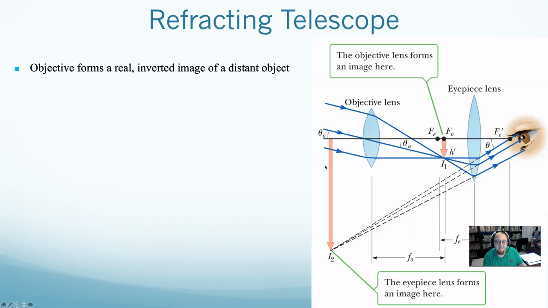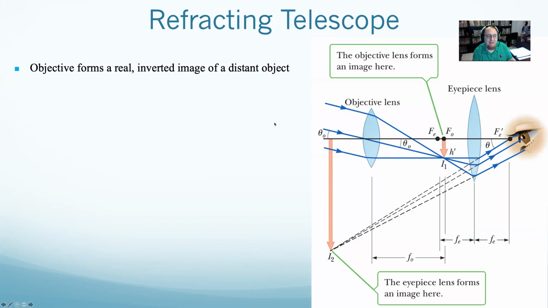A refracting telescope is exactly the same as the microscope. It's just we're switching which side has a larger focal length. You're basically looking through a microscope backwards. And you'll see an image that's going to look much bigger than it would look normally, inverted.